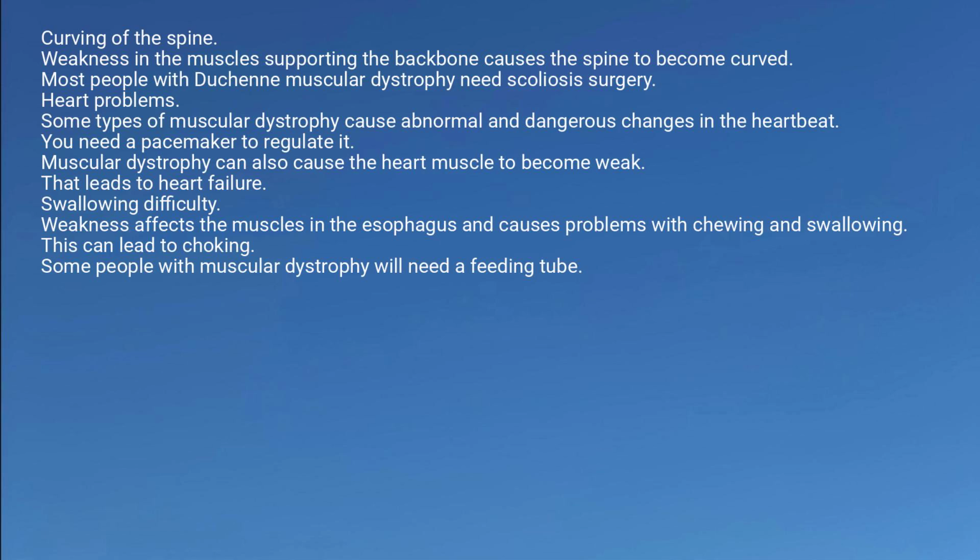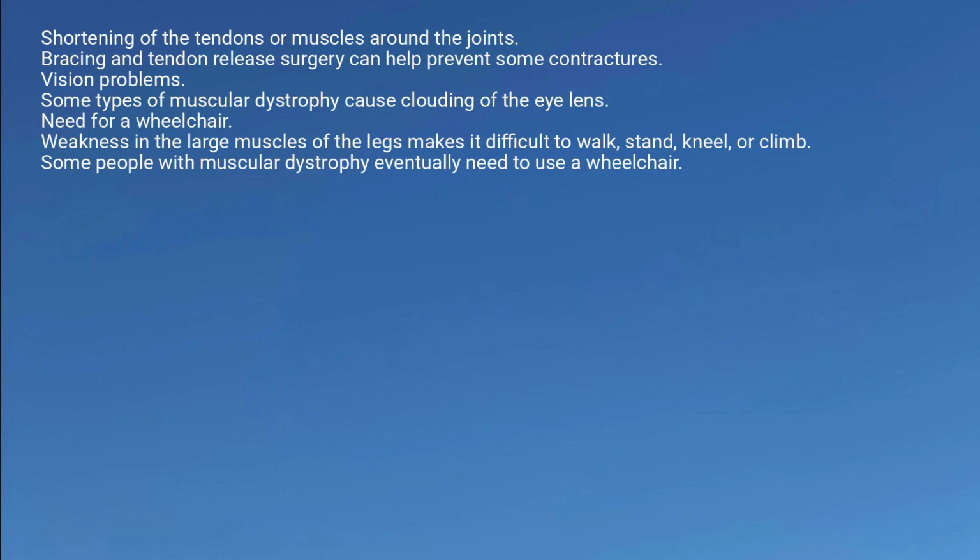Swallowing difficulty. Weakness affects the muscles in the esophagus and causes problems with chewing and swallowing. This can lead to choking. Some people with muscular dystrophy will need a feeding tube. Contractures. Shortening of the tendons or muscles around the joints. Bracing and tendon release surgery can help prevent some contractures.